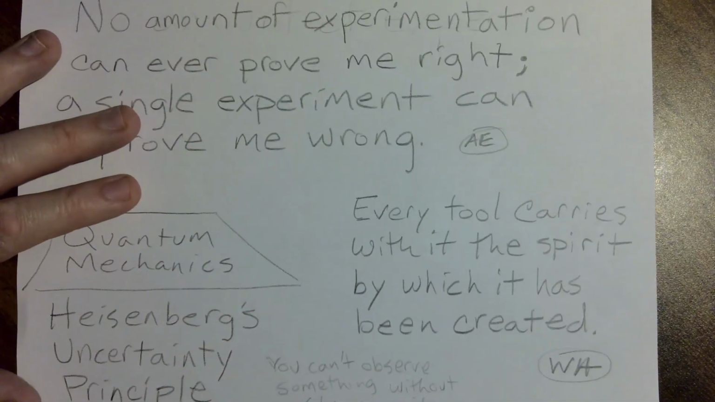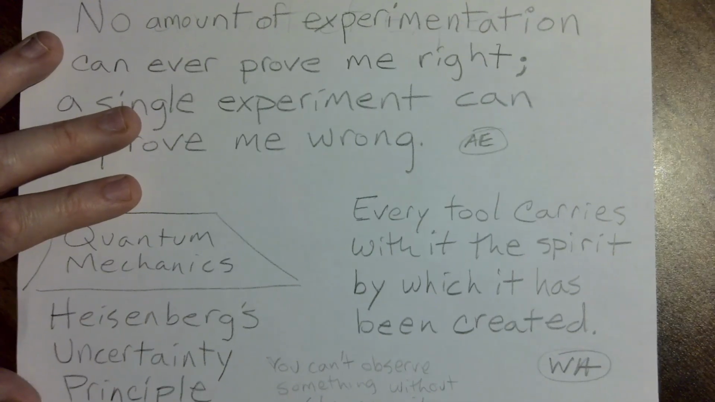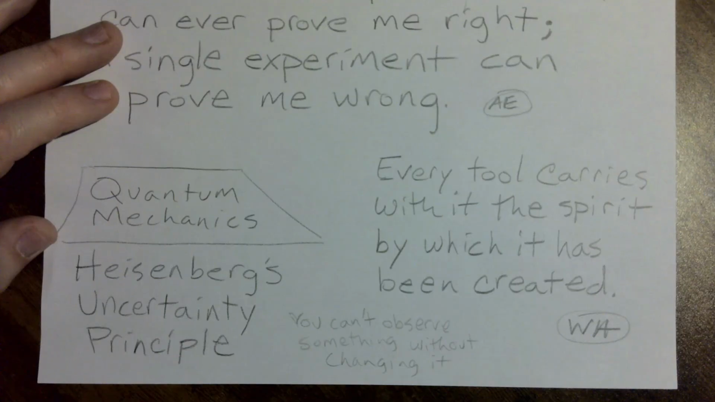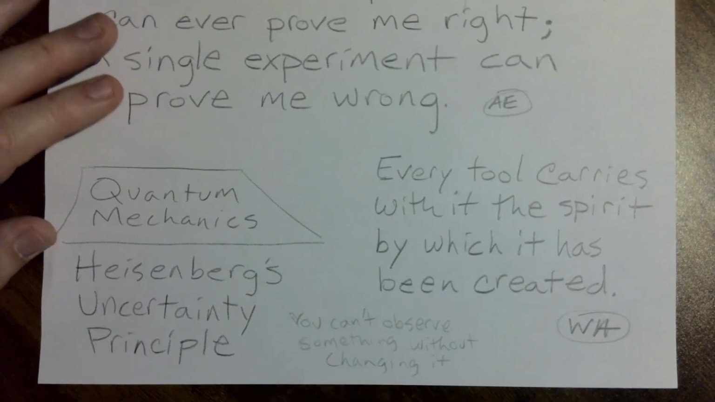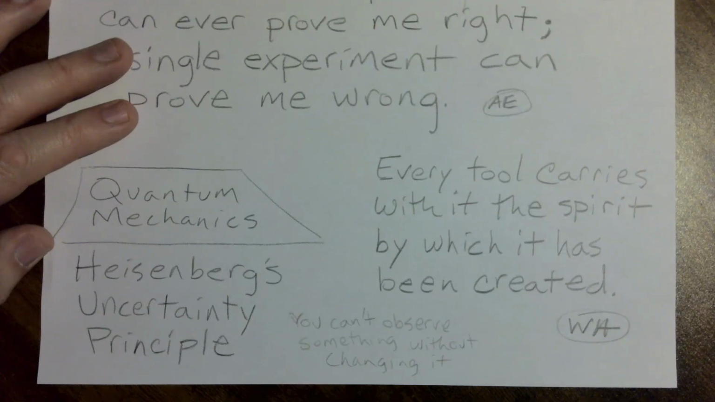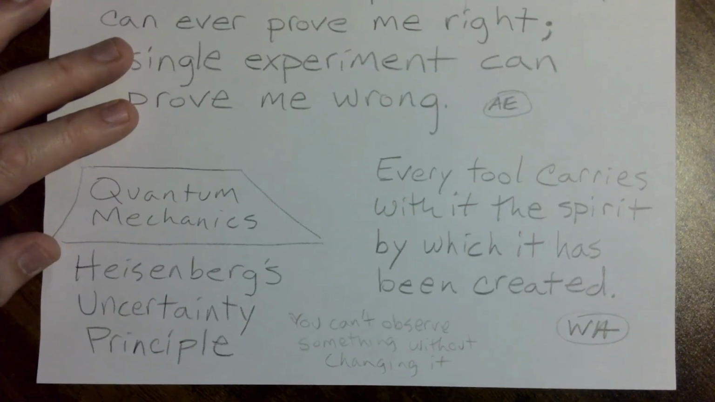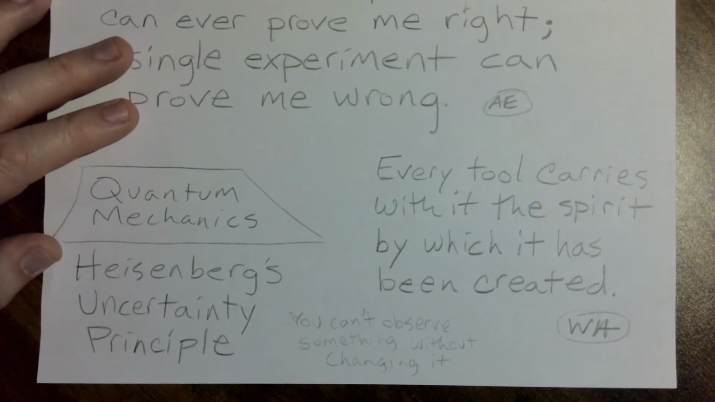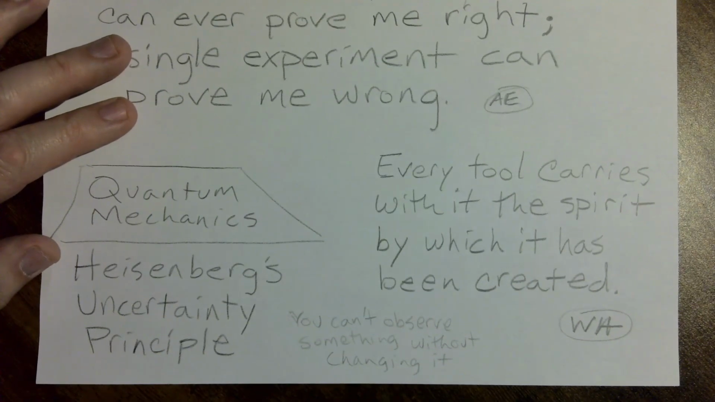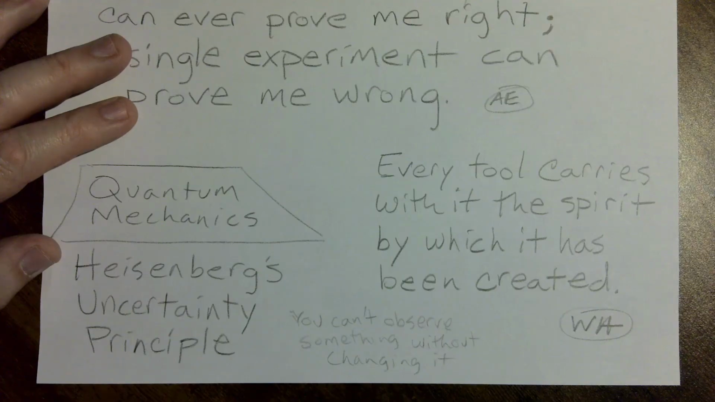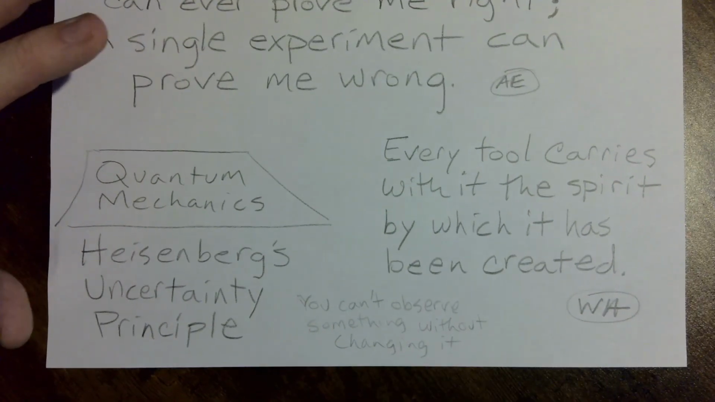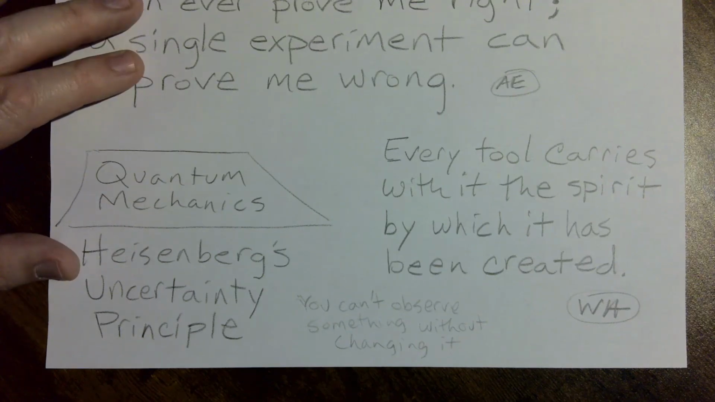Heisenberg's uncertainty principle in quantum physics says the more you know about where something is, the less you know about where it's going. The less you know about the location of something, the more you can know about where it's going. In other words, you can't observe something without changing it.